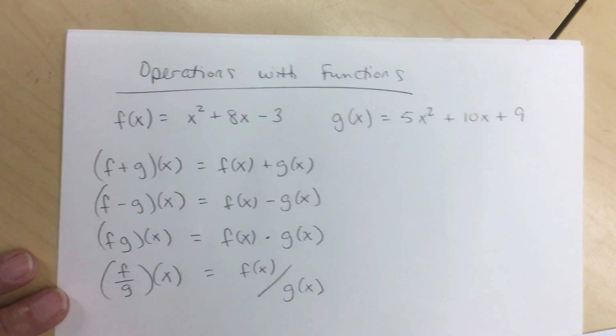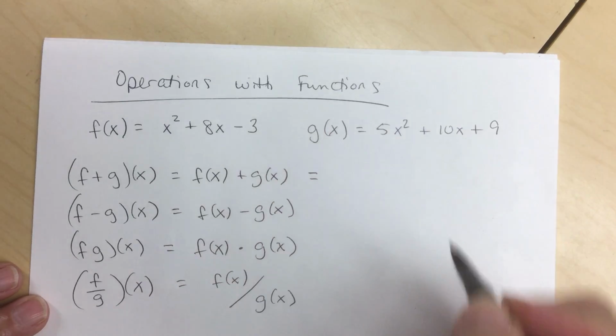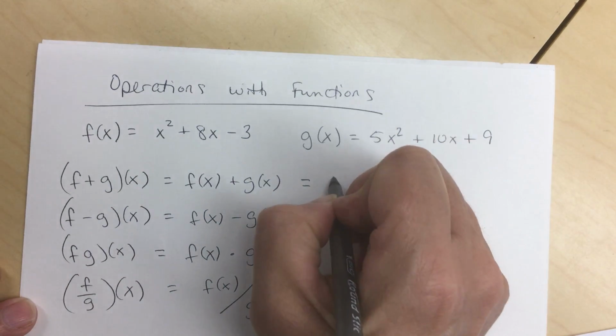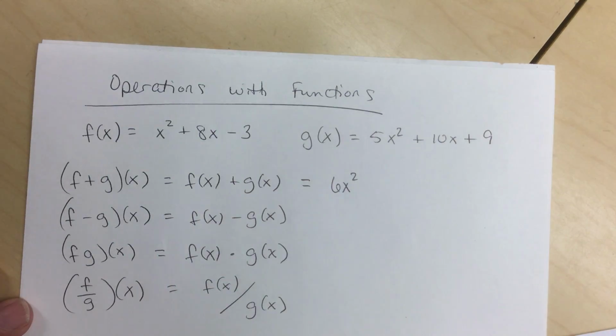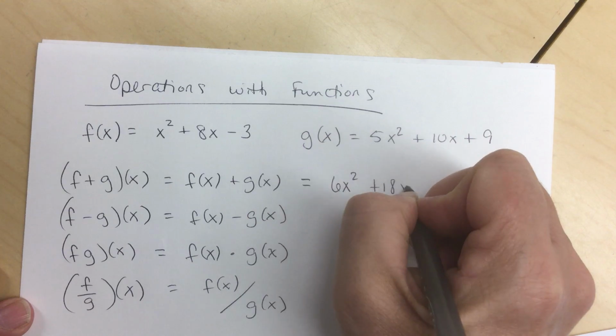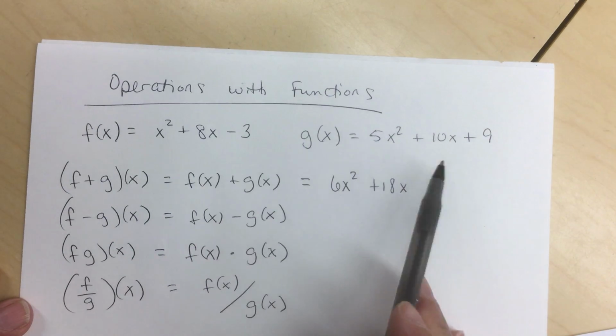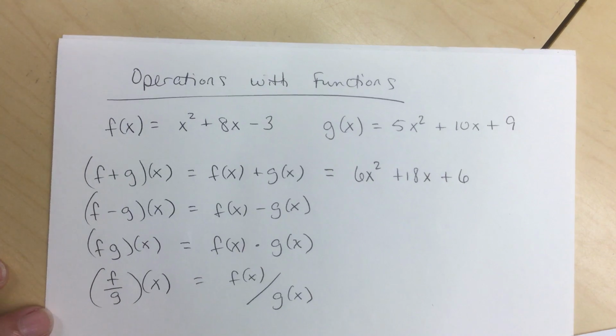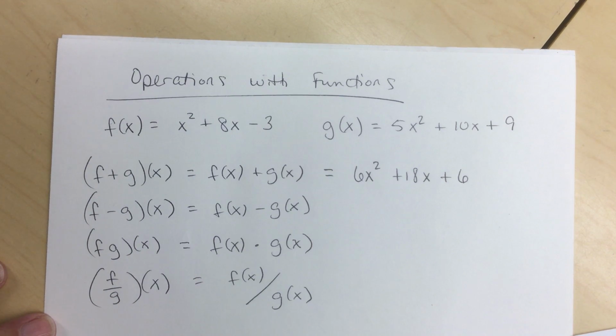So f plus g is just going to be 1x squared plus 5x squared, so that's 6x squared. 8x plus 10x is 18x, and negative 3 plus 9 is plus 6. So f plus g of x is just combining the two functions together.